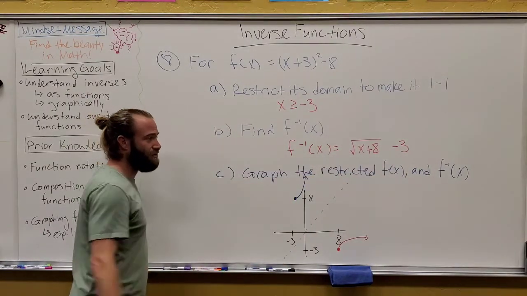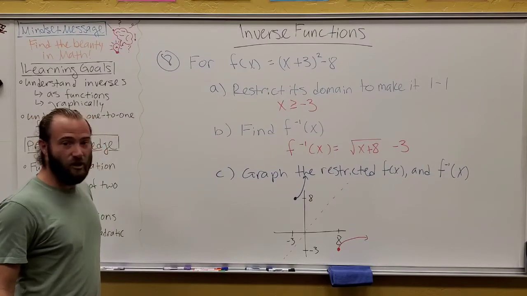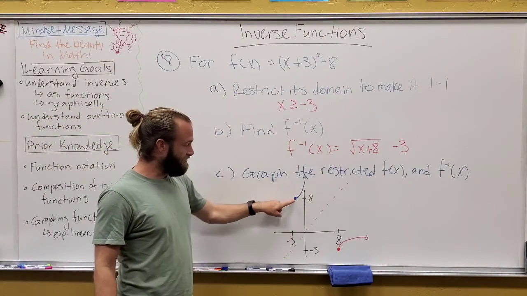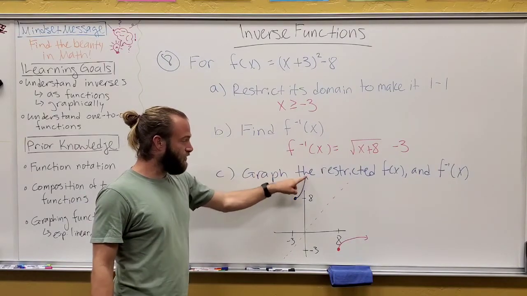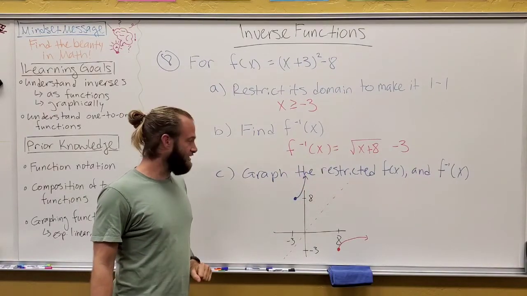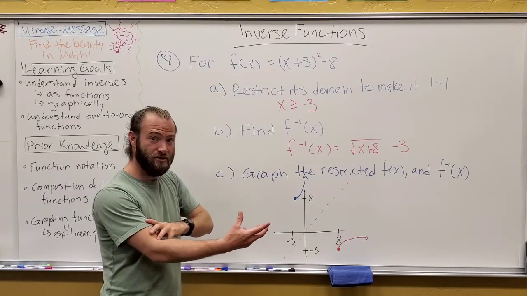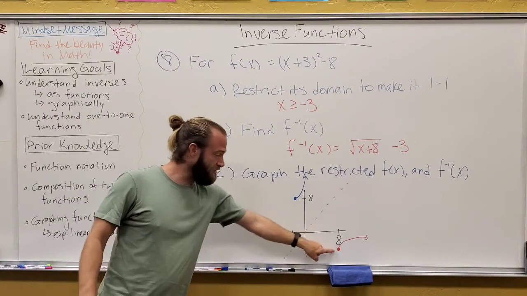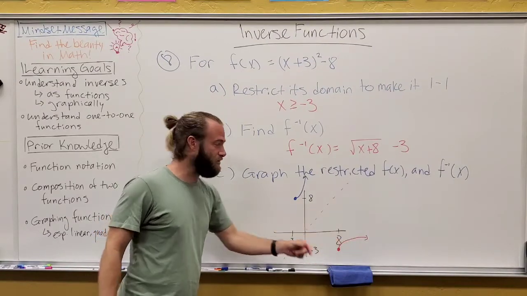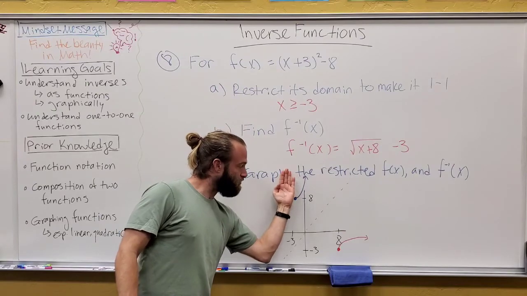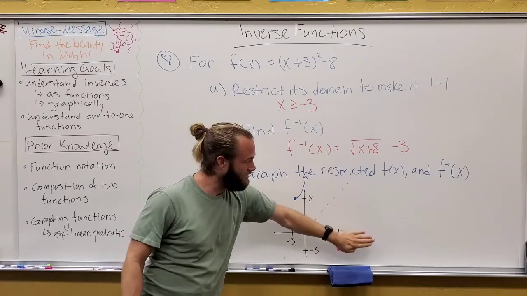And then graph the restricted function, and then also the inverse. So this function has its vertex at -3, 8, but we don't want to keep the whole thing, right? Only the right side. And because this vertex is at -3, 8, if we swap those, 8, -3 must be where the other one is, and it's just going upwards. And I put in this line y equals x to help us remember that this has been reflected like that.